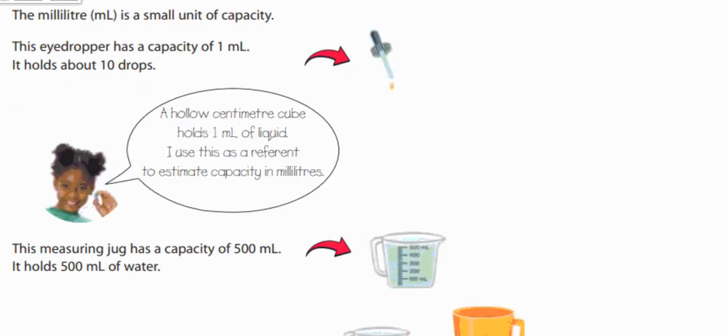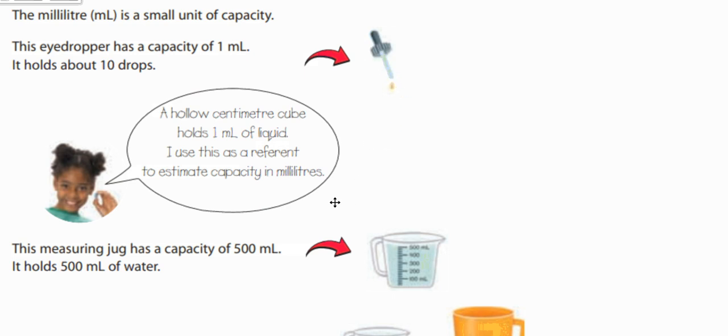All right, so either you've done the Explorer or you have not, but we're going to talk a little bit about what is a milliliter. A milliliter is a small unit of capacity. 1 liter is fairly large. A milliliter is fairly small. So an eyedropper has a capacity of about 1 milliliter, and it holds about 10 drops. So we know that the amount of liquid that goes inside that hollow tube is typically 1 milliliter.